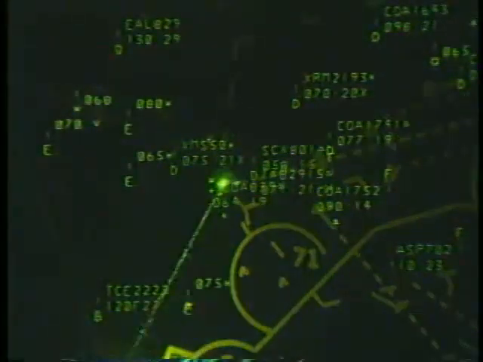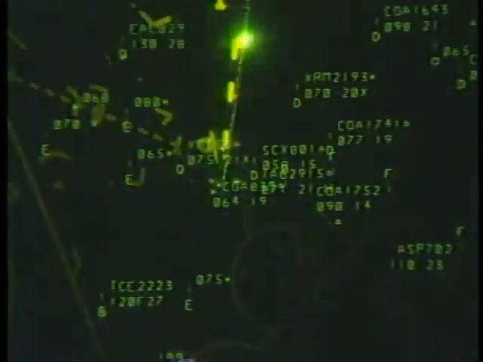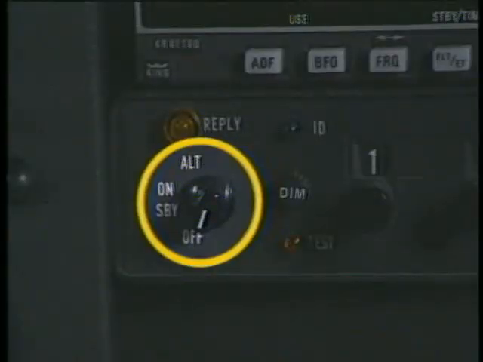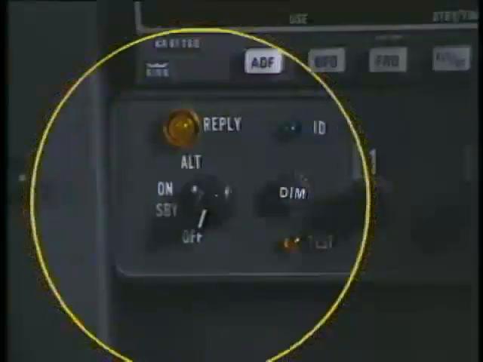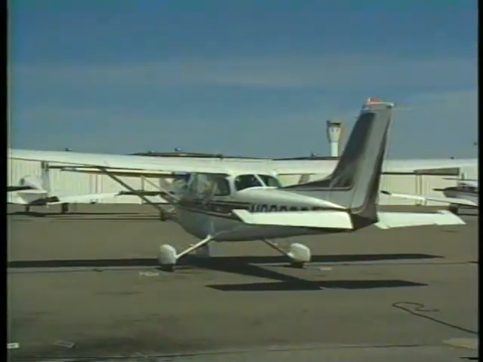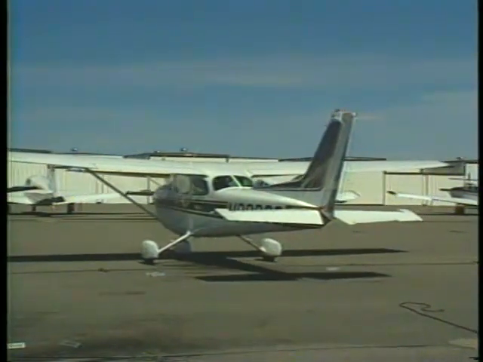The display of information on the screen depends on what you have set on your transponder. This knob turns your transponder on and off. When it is turned to the standby position, the unit is on, but it doesn't reply to interrogation signals. This position helps the transponder warm up before you need to use it.